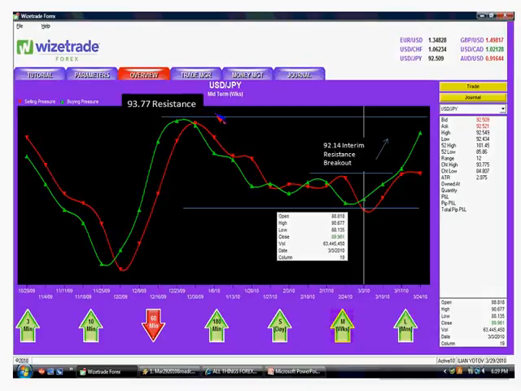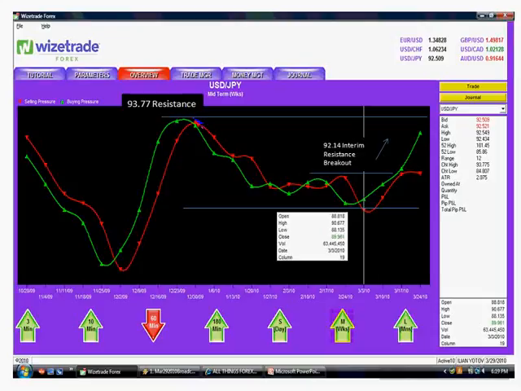We also noted that there was an interim resistance at 92.14, which is somewhat in the middle of this channel between the low at 88.13 and the high at 93.77 yen. The 92.14 level was taken out last week, and as I mentioned at that time, that opened the door for the dollar against the yen to challenge the 93.77 resistance.